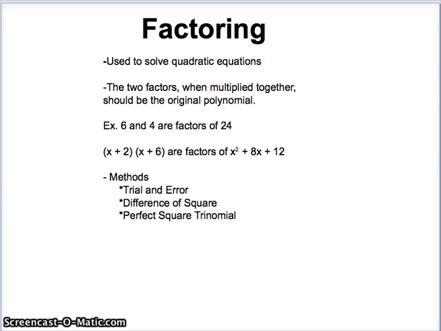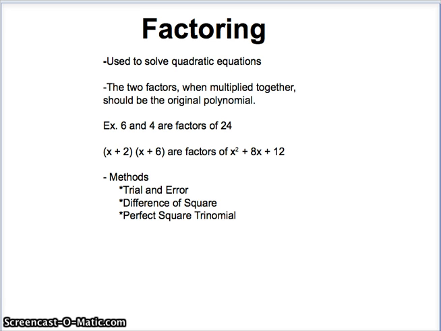Today's lesson is about factoring. Factoring is a method that we can use to solve quadratic equations. And remember, the solution to a quadratic equation is where the parabola touches the x-axis. For this method, we are looking for two factors which multiplied together equal the original polynomial.